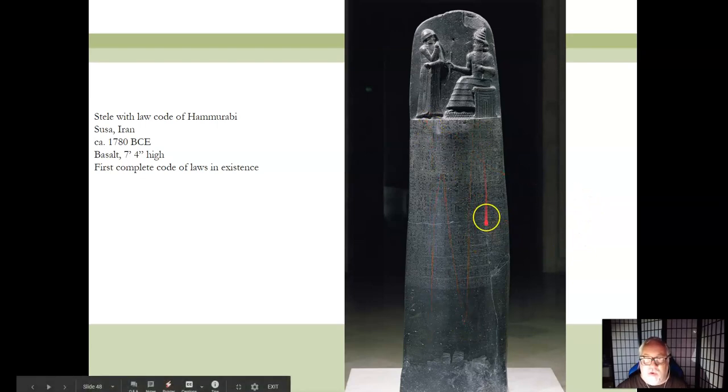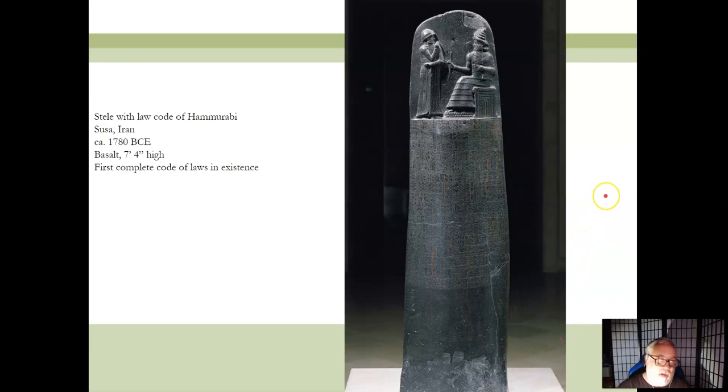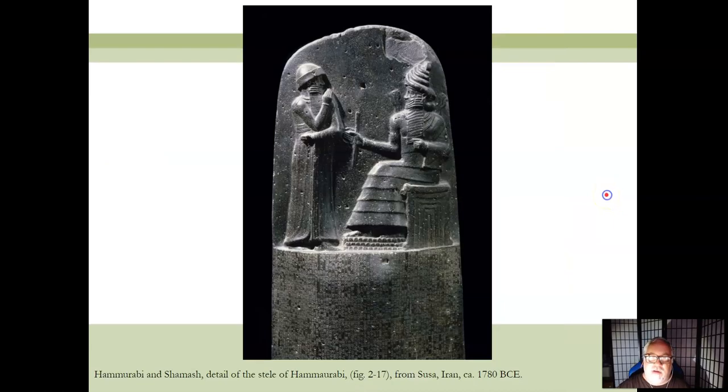So his are the first complete code of laws. We have every single one of those laws: what you do with cows, what you do with stores, laws of inheritance, everything. There are some fun ones, obviously.